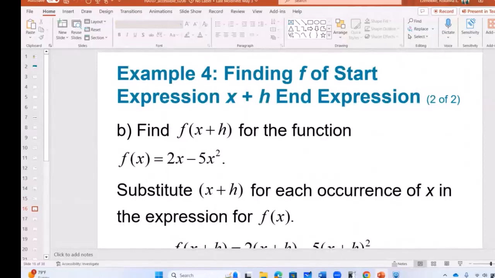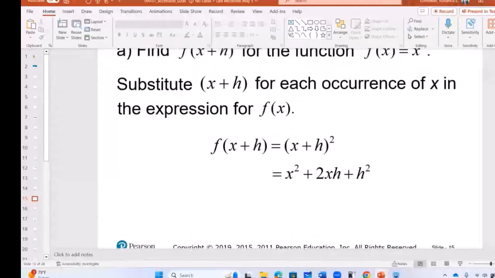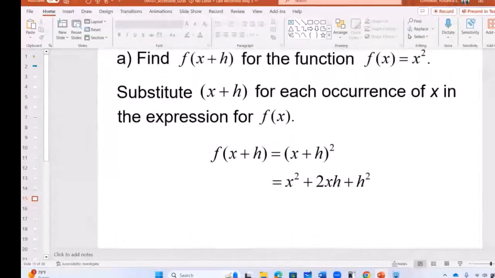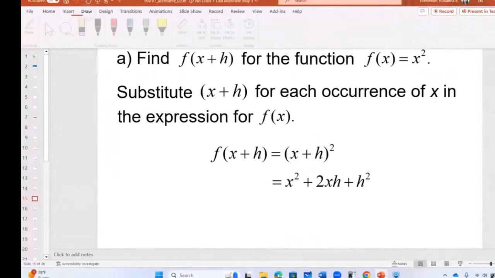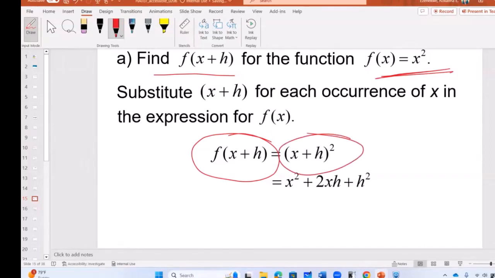If we look at the original one here, the first example they gave us, we're here because students have problems doing this. So we are looking at find f of x plus h for this equation, the parent function of a quadratic function. Okay, so when you're given find f of x plus h, all you need to do is substitute it in the equation. And that's it.